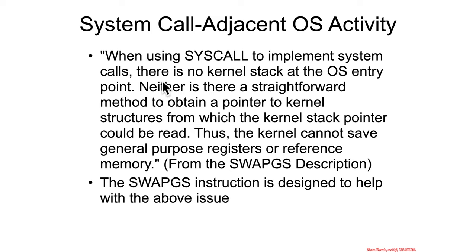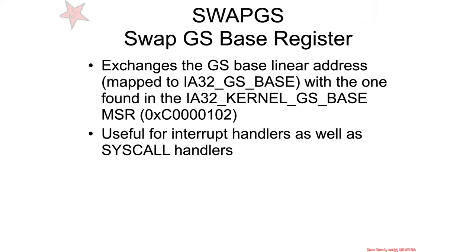syscall to implement system calls, there is no kernel stack at the OS entry point. Neither is there a straightforward method to obtain a pointer to the kernel structures from which the kernel stack pointer could be read. Thus, the kernel cannot save general purpose registers or reference memory. So the swapgs is designed to help deal with this problem of there being no designed way for the stack to be changed for the syscall assembly instruction.